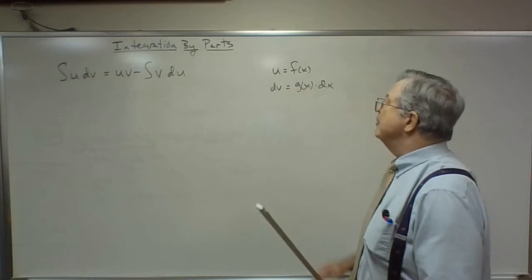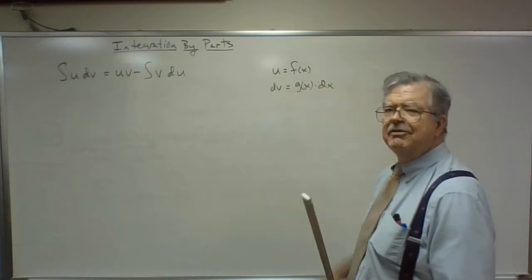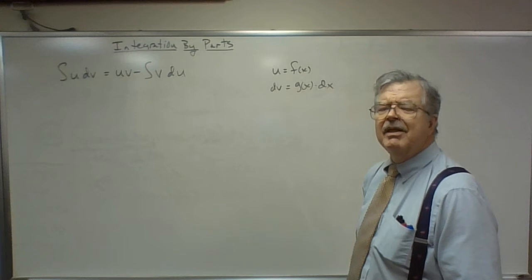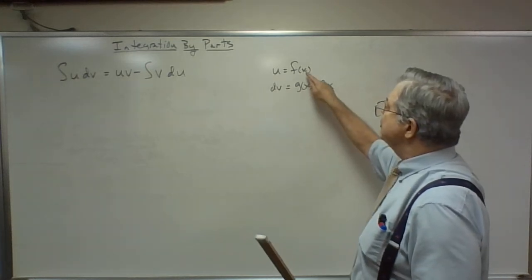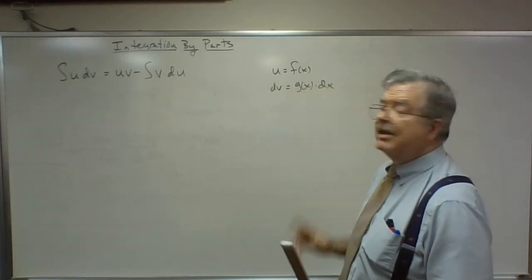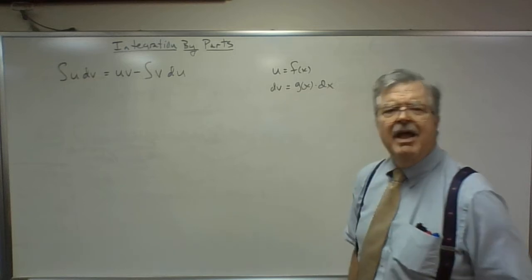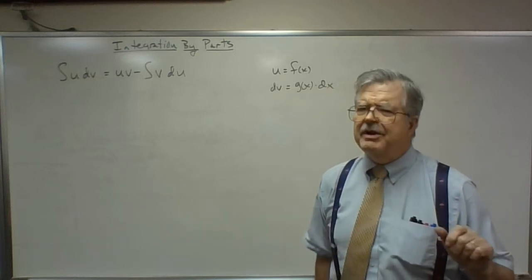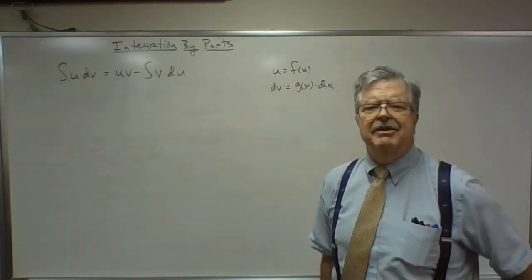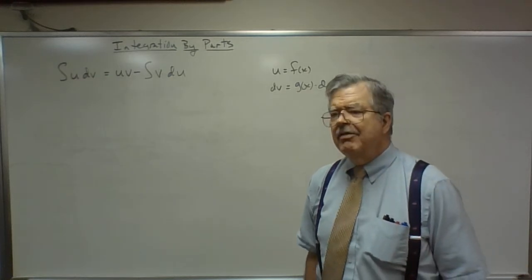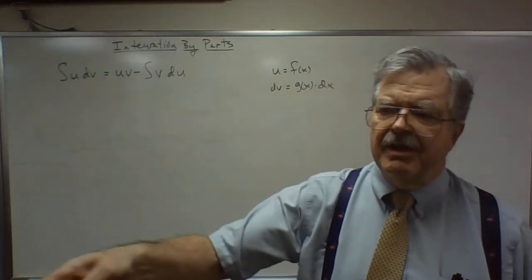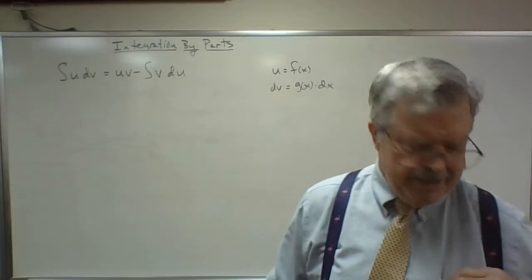Now, how do we know if we have functions f of x and g of x, essentially? We have the product of two functions, f of x, g of x, times dx. How do we know which one is u and which one is going to be dv? And there are a couple of rules of thumb that we'll write down right off the bat.